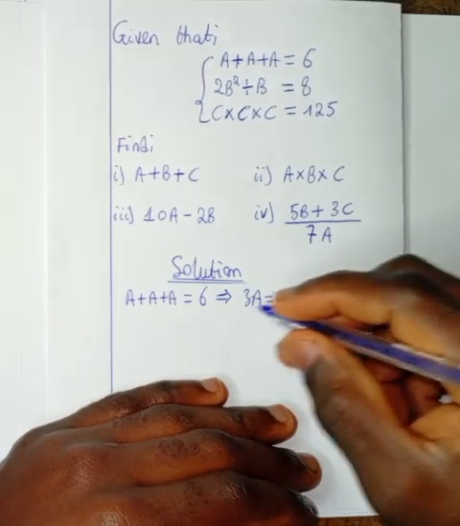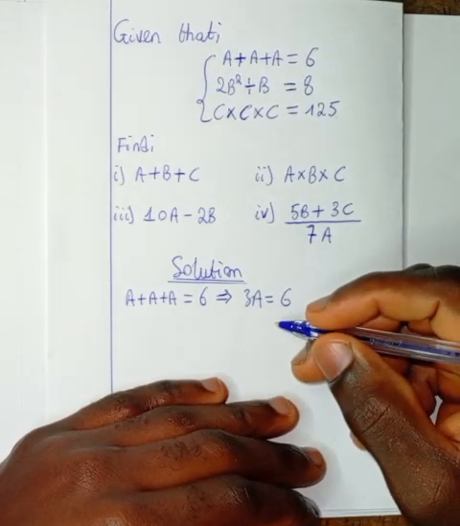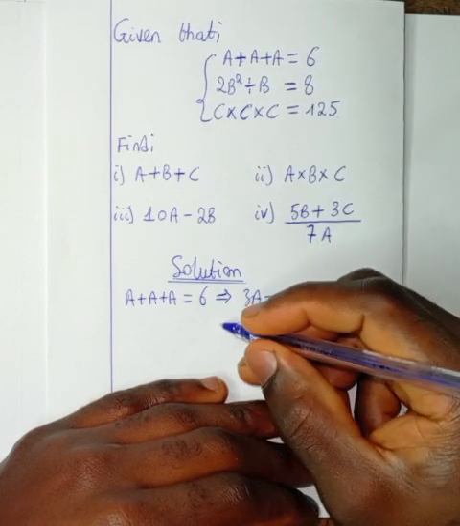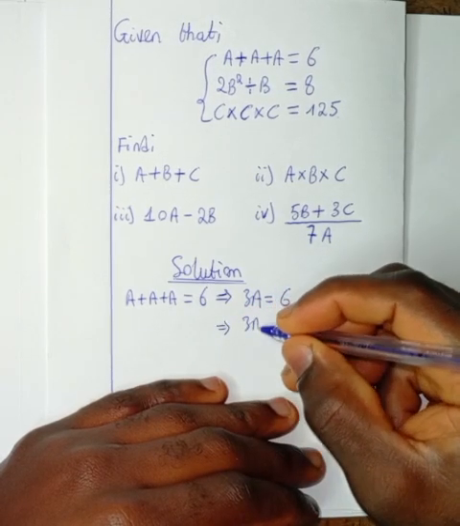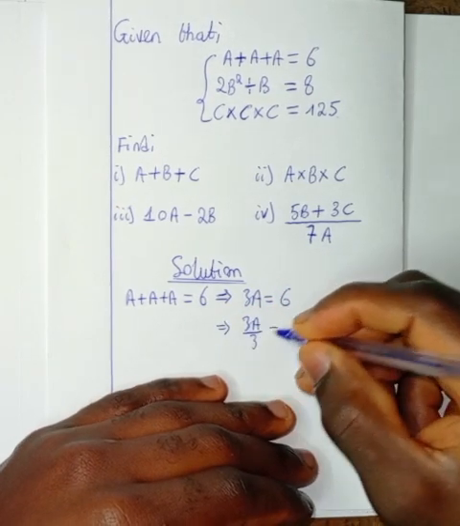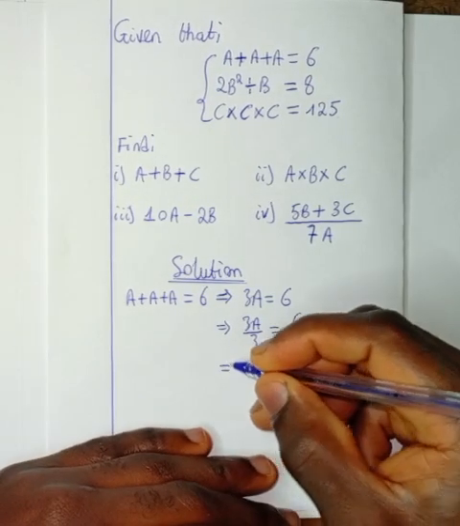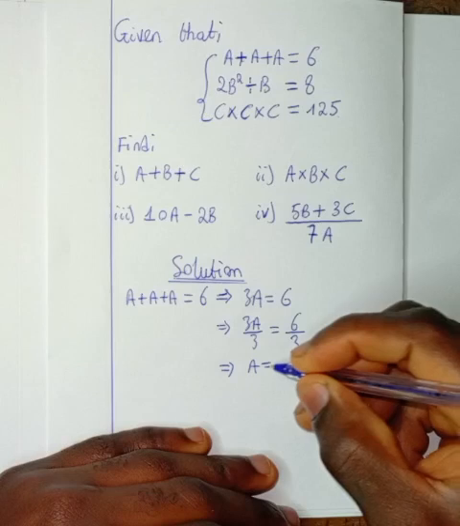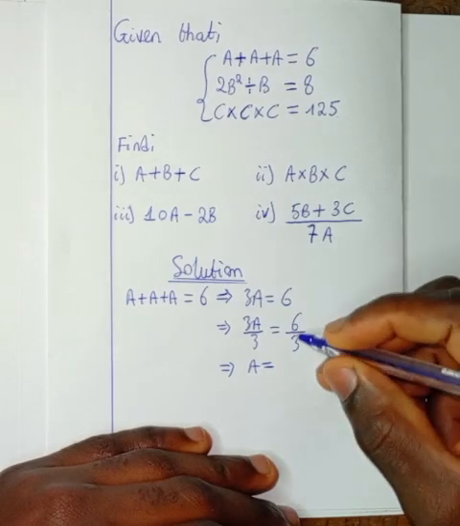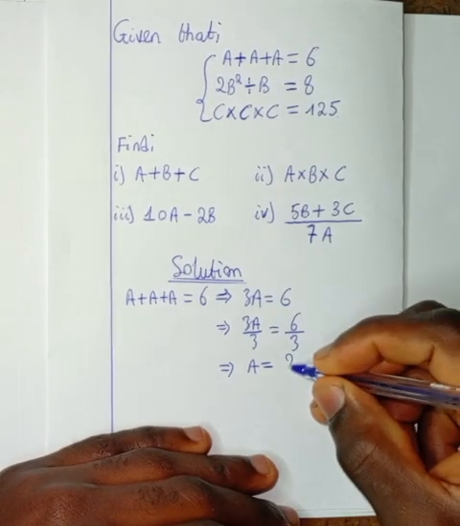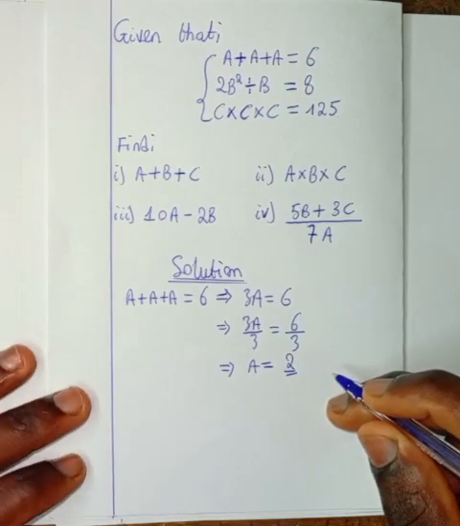For us to get a, we are going to divide both sides by the coefficient of a, which is 3. Then 3a divided by 3 is equal to 6 divided by 3. Then our a will simply be equal to 2, since the 3 will cancel 3. 6 divided by 3 gives us 2. This is the value for a.